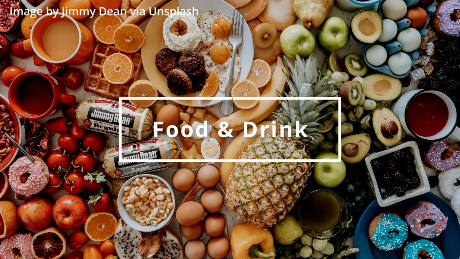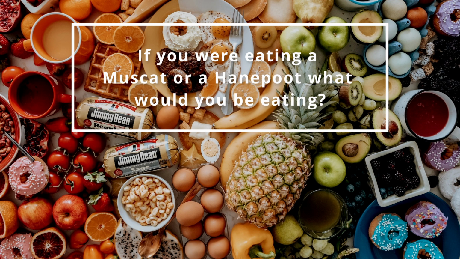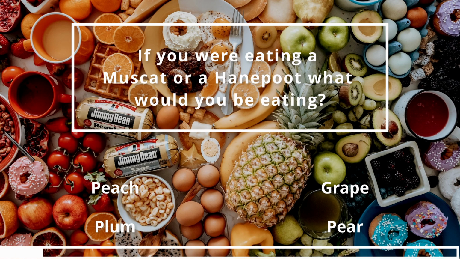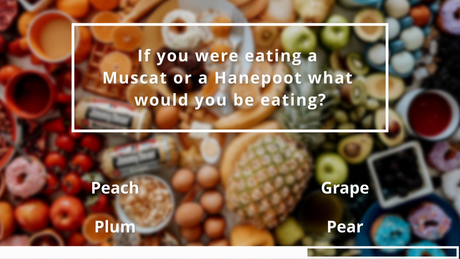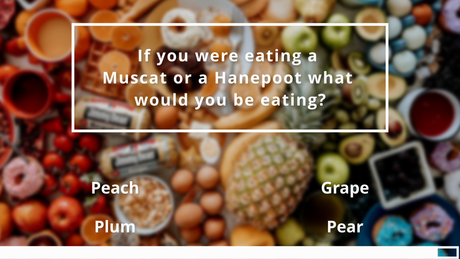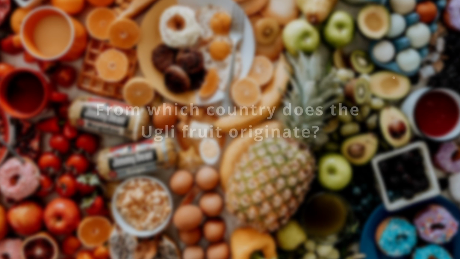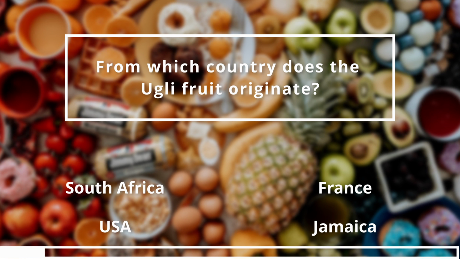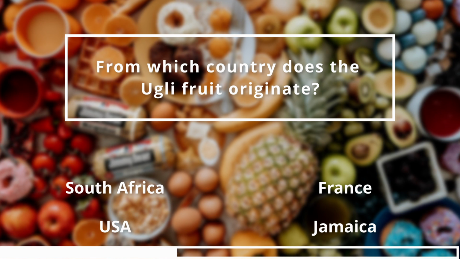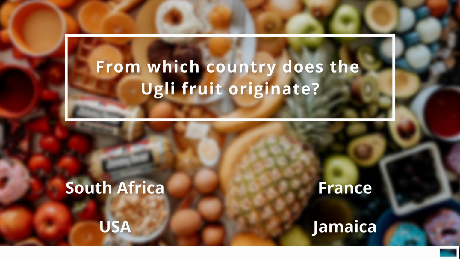Food and drink. If you were eating a musket or a hanaput, what would you be eating? From which country does the ugly fruit originate? J.